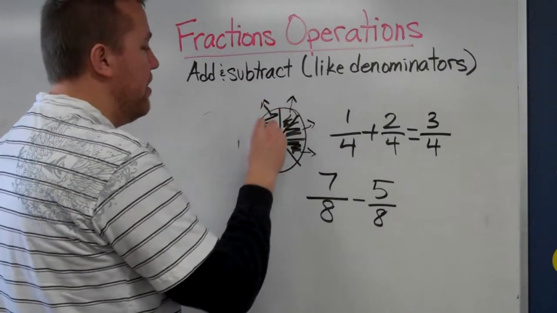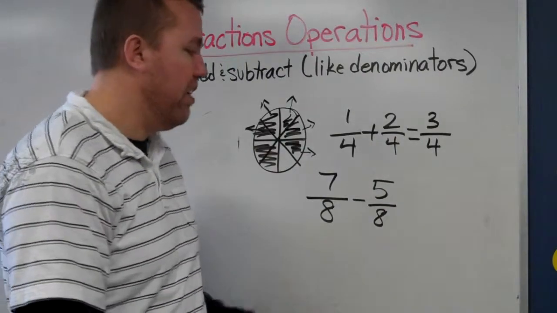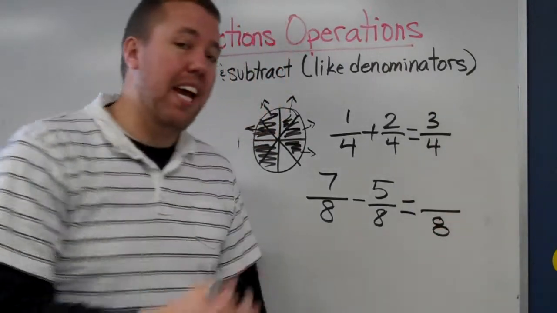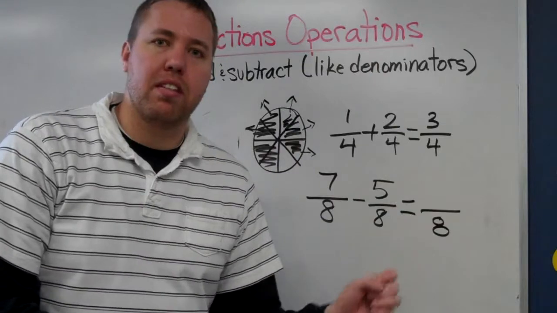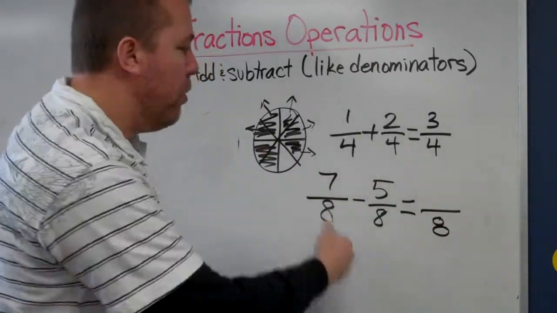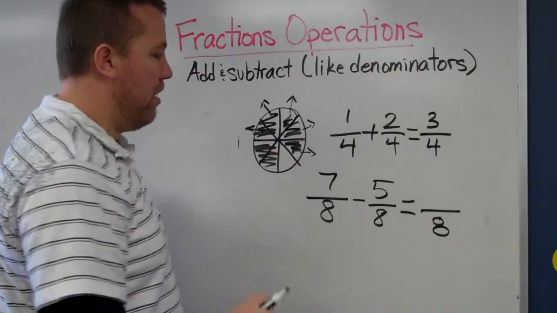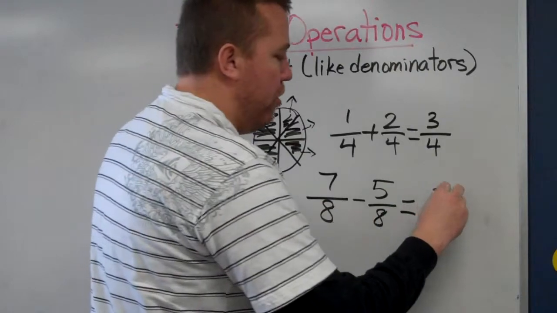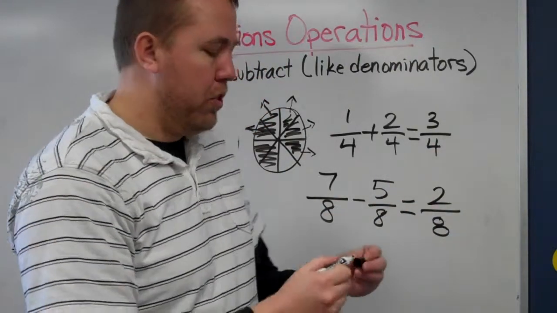Question is, are we still talking 8s? Are we still talking those pieces of pizza? Yes, we are. So that denominator is going to stay exactly the same. 8s minus 8s. We're still talking 8s. So we just subtract the numerators. So we had 7, 5 are now gone. I'm feeling happy and stuffed. We have 2 left over. So 7/8 minus 5/8 equals 2/8.